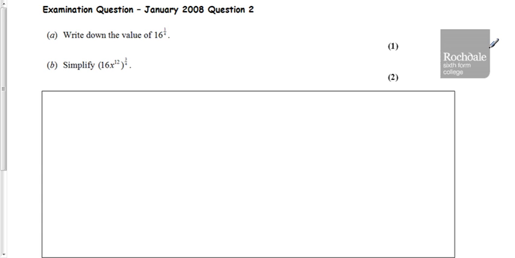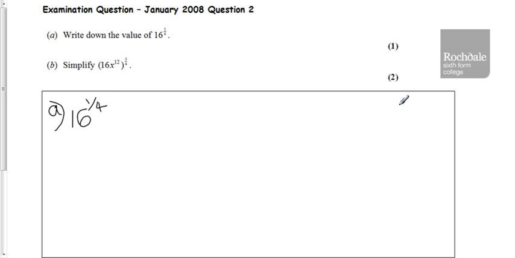This is C1 Algebra GCSE review, and this is an exam question from the C1 exam paper in January 2008, and this was question 2. In part A, we simply had to write down the value of 16 to the power of a quarter.